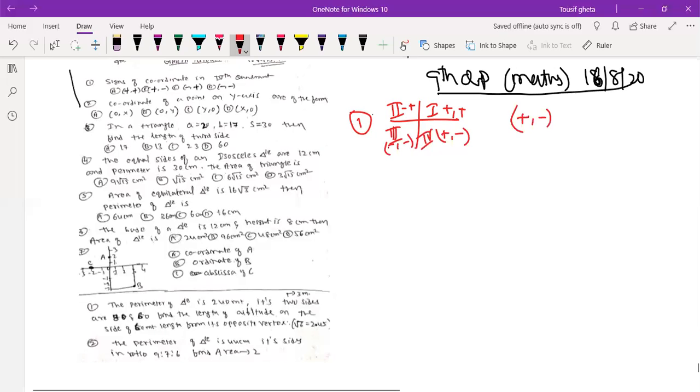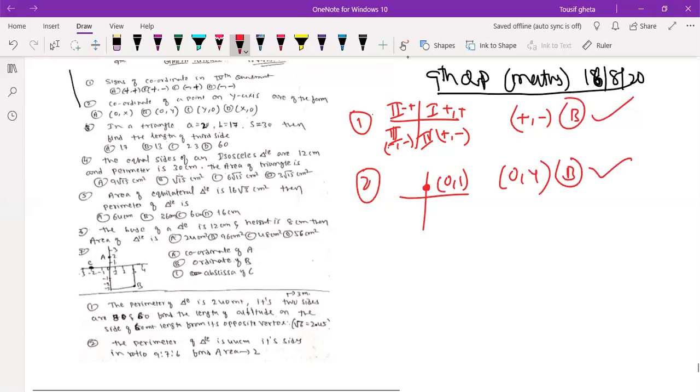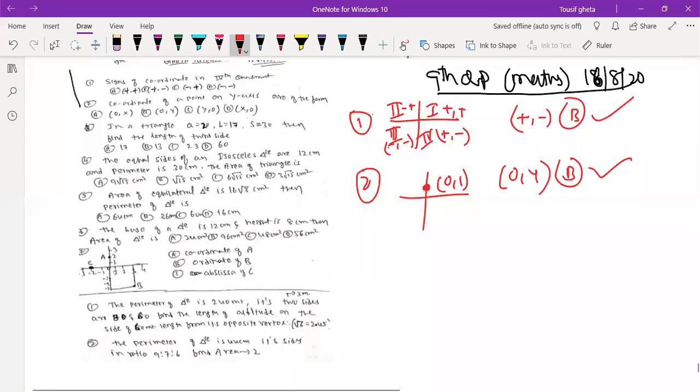B option was right. The second question: coordinate of a point on y-axis. See, a point on the y-axis will come here, right? So when this point is here, the number will be something like 0, 1. So the answer will be 0, comma y. Y will be some number. So this is the answer, B option, 0, comma y. So if the point is on the y-axis, it means 0, comma y.